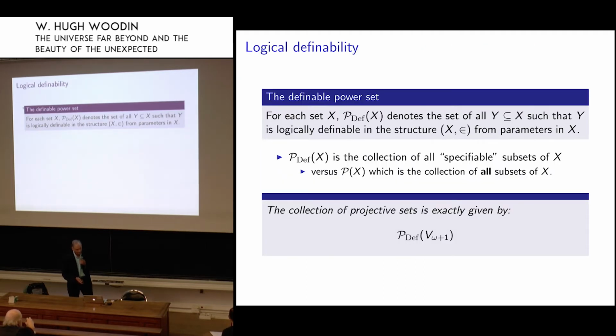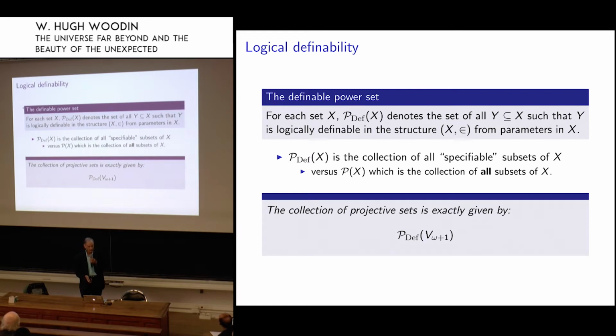Okay, so what are we going to do? I want to go back to logical definability, because I want to make a definition. So I want to introduce you to the definable power set. For every set X, P def of X, the definable power set of X, is the set of all subsets Y of X such that Y is logically definable in the structure that X gives you, X with the membership relation, from parameters in X. P def of X is the collection of all, you might say, specifiable subsets of X, versus the power set of X, which is the collection of all subsets of X. So to see the definable power set, you just look at X. To see the full power set, you have to step back in general and look at the ambient universe within which X lives.